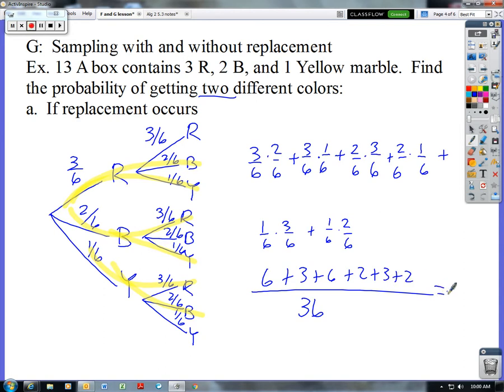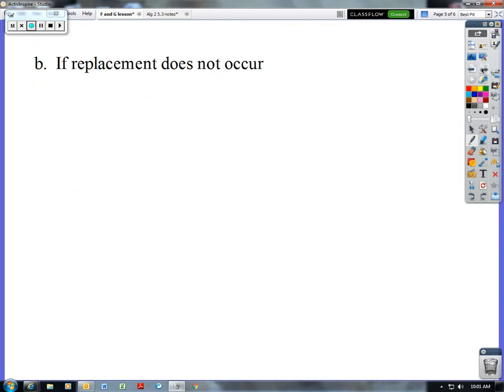22/36. That wasn't too bad. Divide by 2, and we get 11/18 as our probability. Of course, I'd like to check and make sure I got the same thing when I did it by hand. By myself, yes. Great. Now on the next one, we're going to also have 3 reds, 2 blues, 1 yellow.